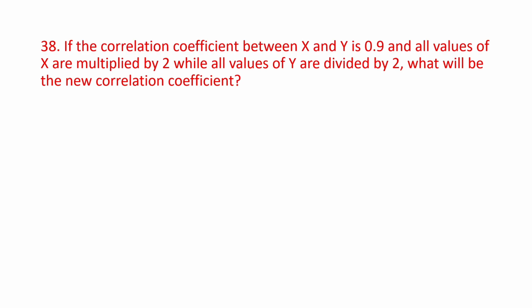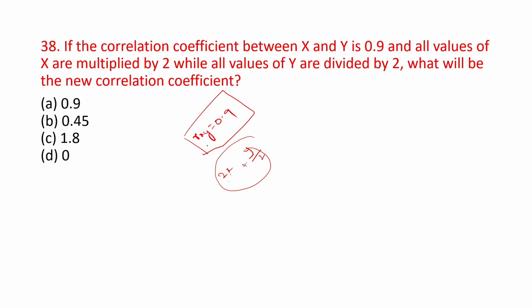If the correlation coefficient x on y is equal to 0.9 and all the values of x are multiplied by some constant, while all the values of y are divided by 2, what will be the new correlation coefficient answer? I already explained. Because of divisions, multiplications and additions, there is no change in the answer. So what is the answer now? Same answer, additions, divisions, multiplications, all no change. The answer is the same, 0.9 only.